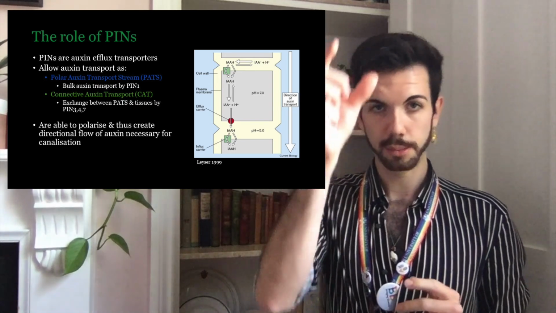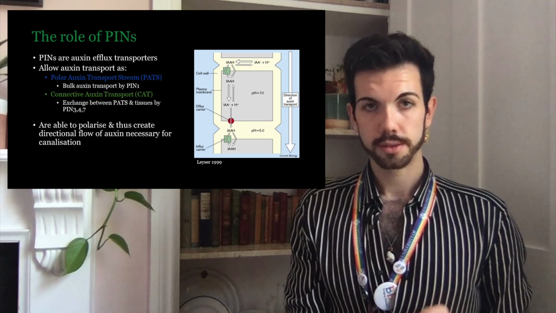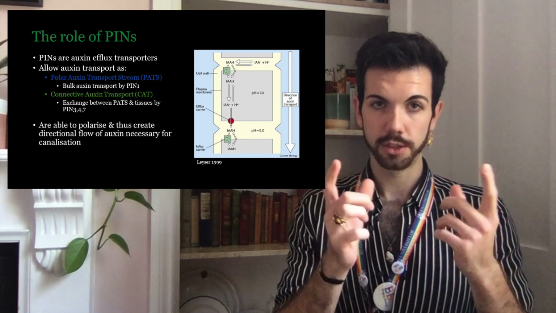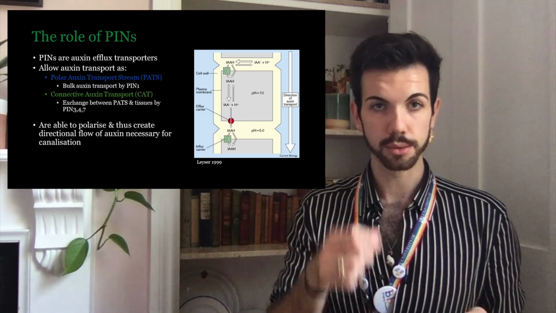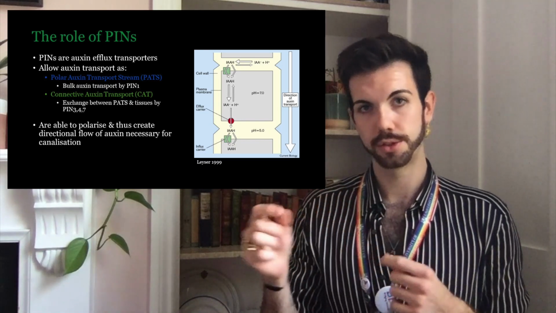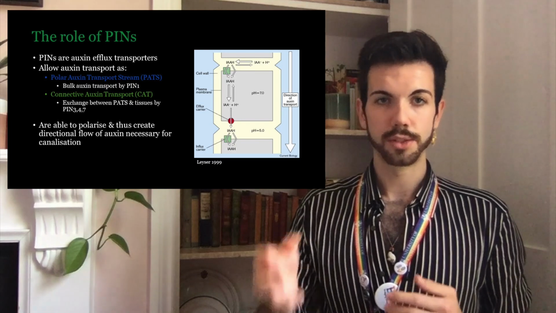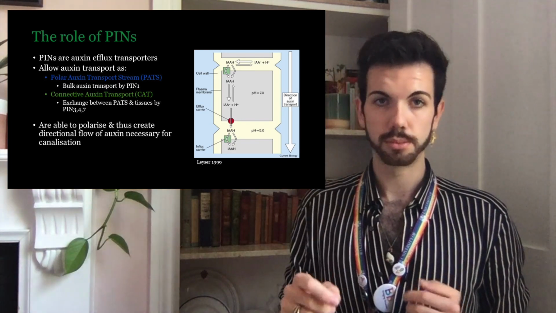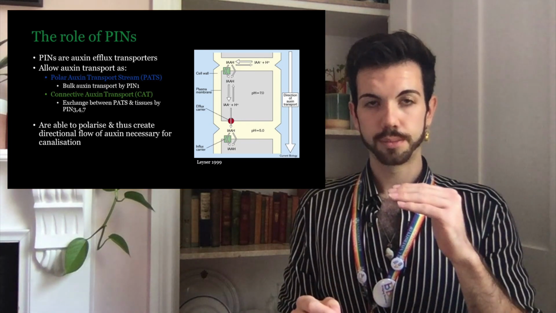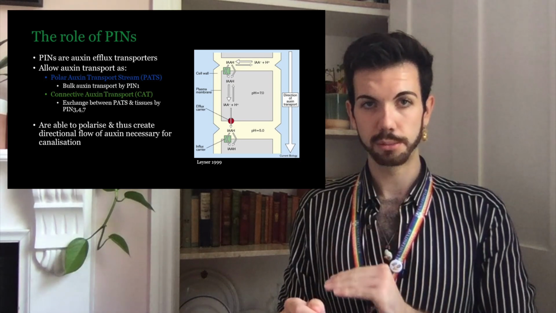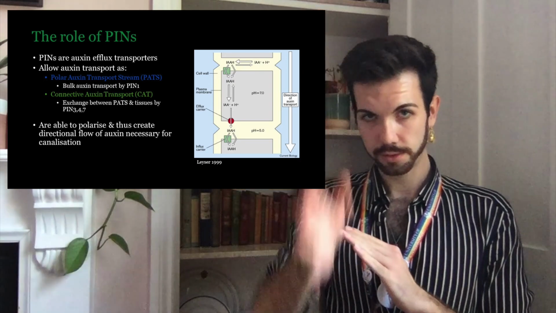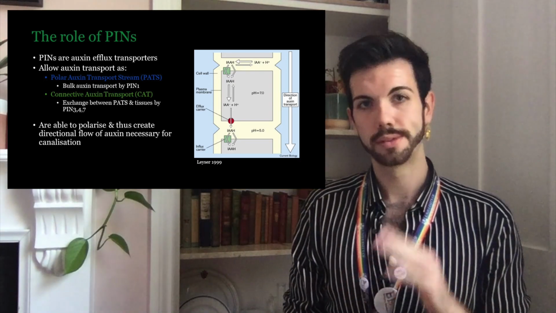So within the main stem of a plant, you have around the vasculature, so where all the water and sugar is transported, you have this thing called the PATS, which is the polar auxin transport system, which is essentially channels of cells where these pin proteins are polarly localized on the base of those cell membranes, and you essentially have this bulk flow of auxin down the stem.